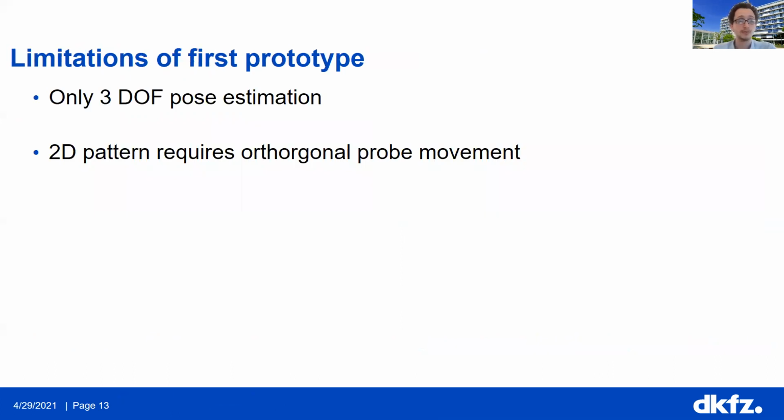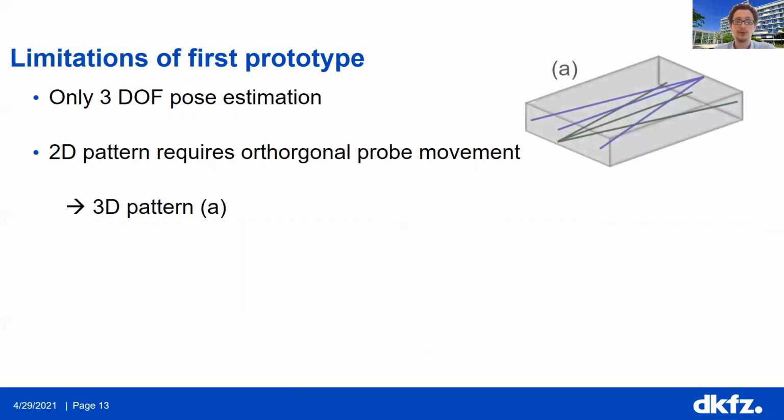However, our first prototype comes with several limitations. First of all, it does only allow to account for 3 degrees of freedom because it's a 2-dimensional pattern. So we have the requirement that the probe movement over the pattern is orthogonal, and we are assuming the pattern to be a flat surface. To account for 6 degrees of freedom, one could design a 3D pattern where we spatially separate 2 2D patterns.